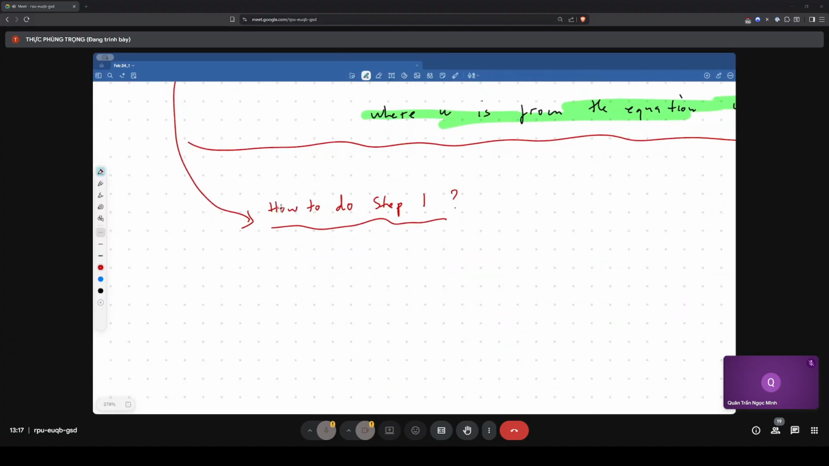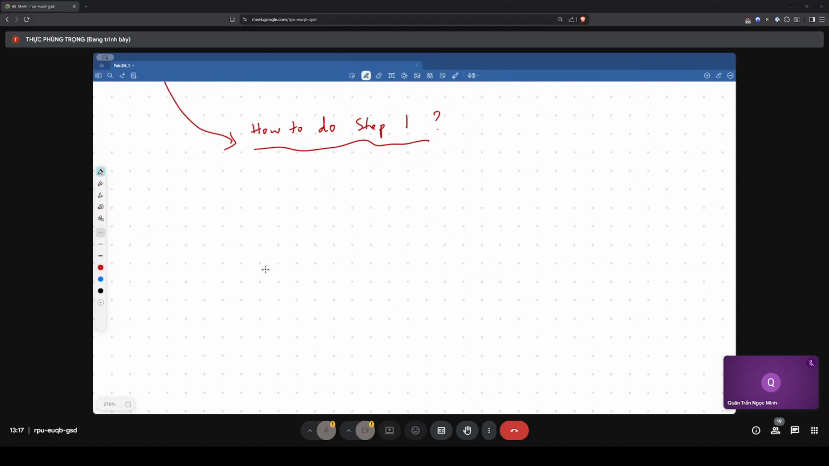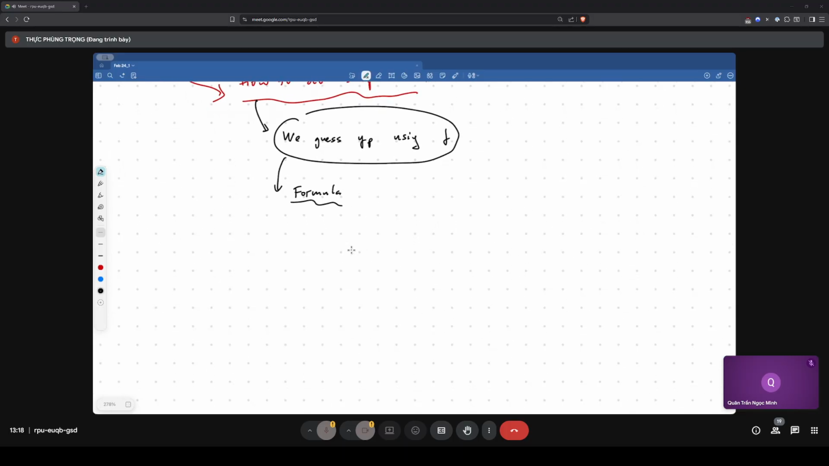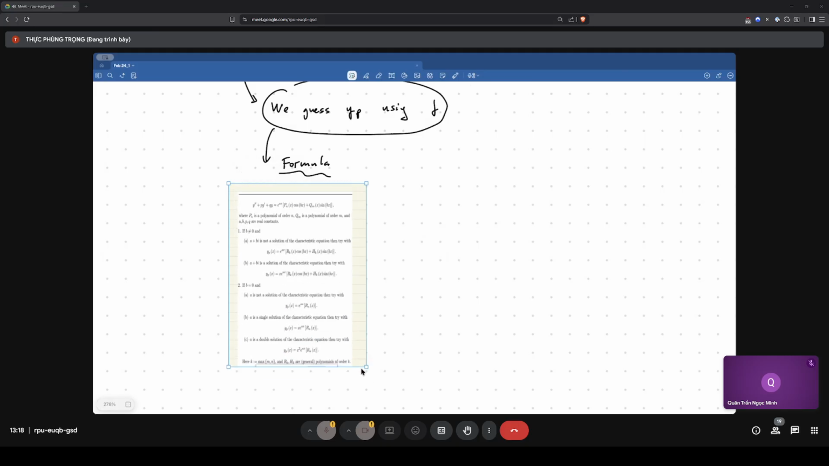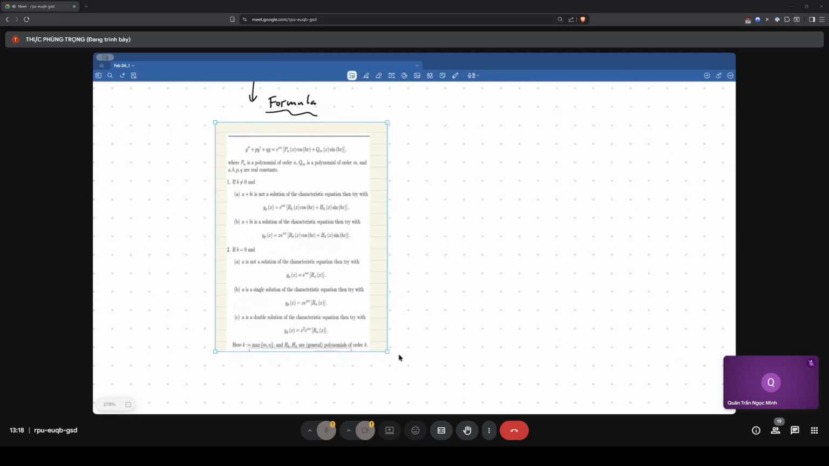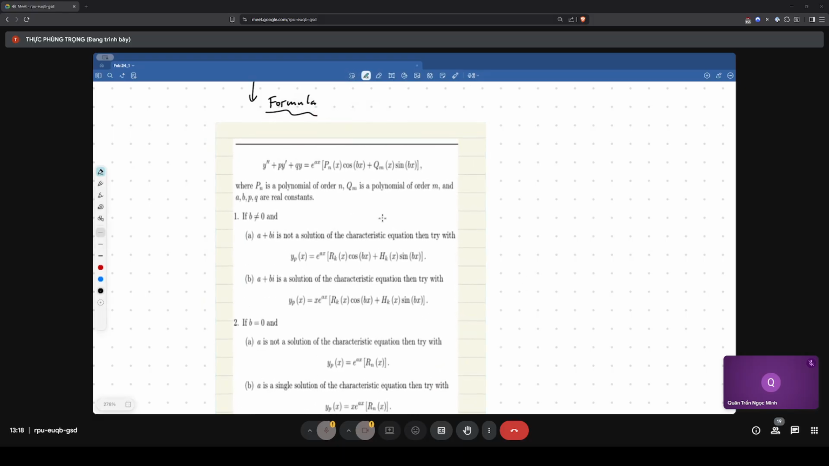So how to do step 1? Basically the answer is we guess yp using f, and you may look at the formula. The idea behind this formula is exactly that. I think we need some practice for this formula because it looks complicated at first.